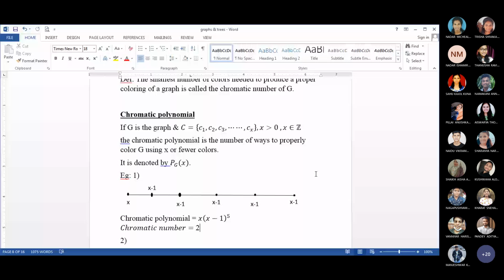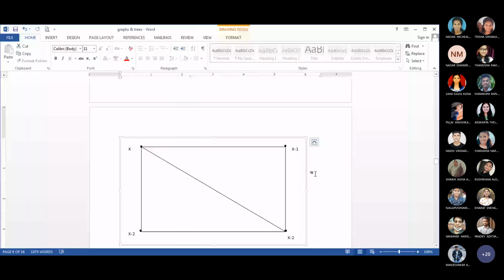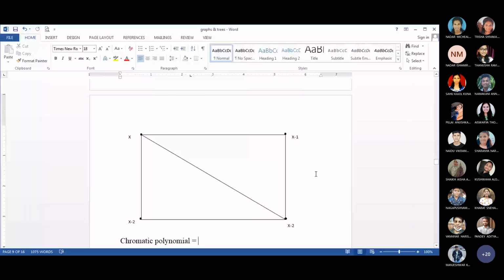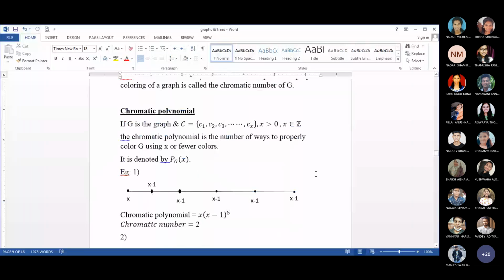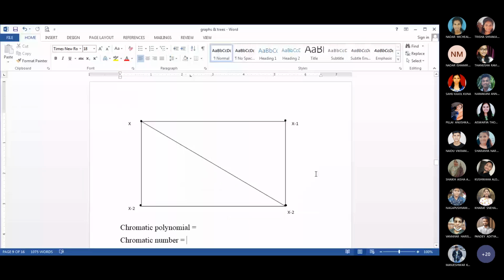Fine, till this it's fine. Yes, sir. Okay, we go to the next example. This is the second example, sort of a triangle, sorry, rectangle.